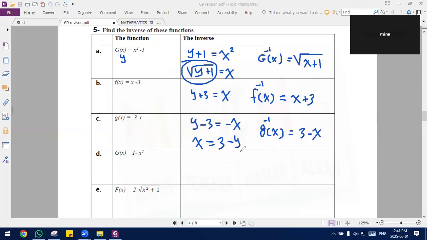Next one, g(x) is equal to 1 minus x squared. y equals 1 minus x squared. But look, when x is negative, it's better if you change it to the other side. So here we have minus x squared. I will take it to the other side, so it will be x squared is equal to 1. Take y to the other side, minus y. Now, how can I make it x, not x squared? You do the square root.